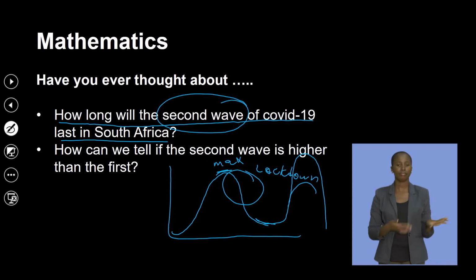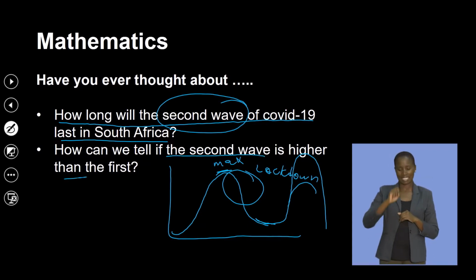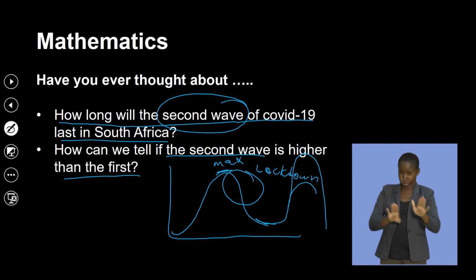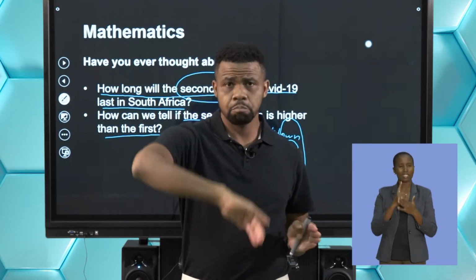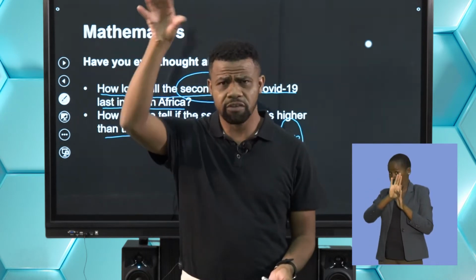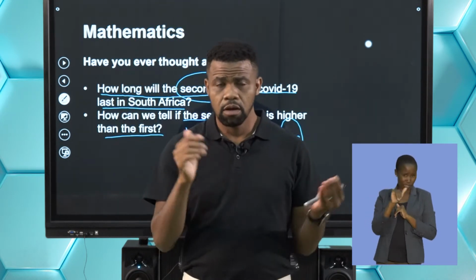Lastly, how can we tell if the second wave is higher than the first? Okay. The first wave, we know the maximum infection was around 13,000. We will tell if in the second wave we can record more than 13,000 daily infections. That's how we can tell if the second wave is higher than the first wave of COVID-19. Okay, interesting question.